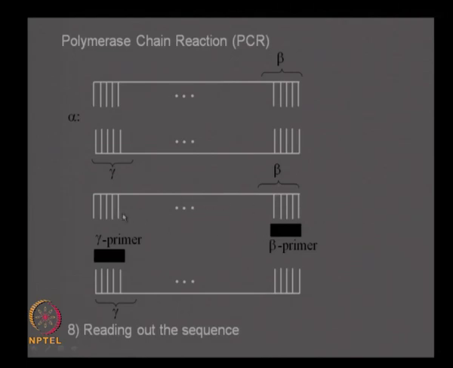Similarly, adding a gamma primer here, that is the complement of this portion here, and this will be lengthened and you form another double strand.